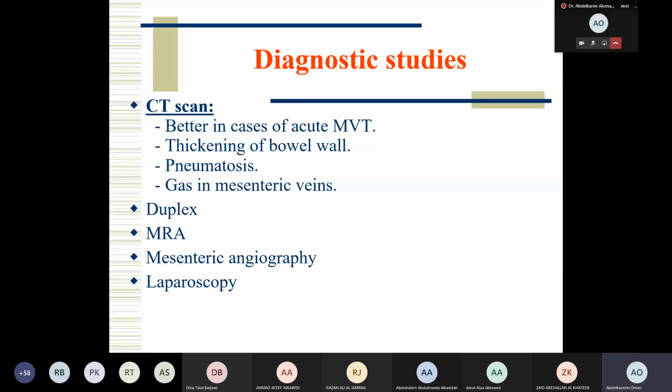So, CT scan, these are the findings by CT scan: thickening of the bowel wall, pneumatosis, gas in the mesenteric veins we can see.